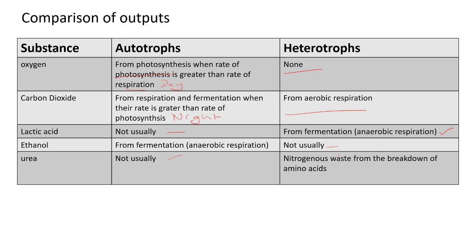Urea, not normally a thing there. Urea is a waste we get when we break down amino acids. Amino acids have got nitrogen in them. Excess nitrogen build-up in the body is bad. Urea is how humans and other mammals get rid of their nitrogenous waste.